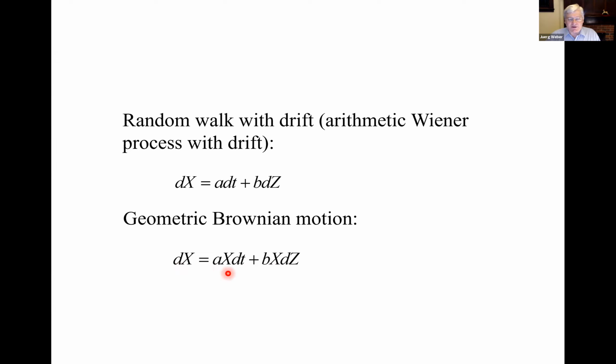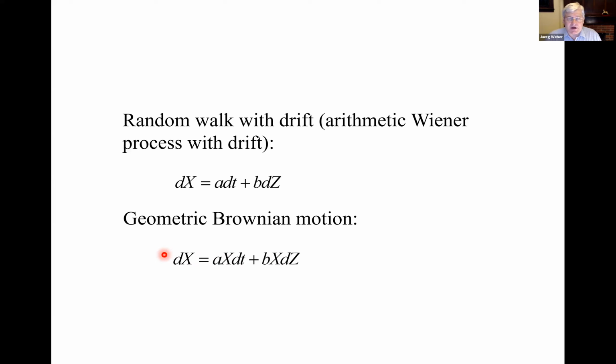So here in the geometric process, A is a percentage. So maybe 5% of the level of that variable. So we get here dollars again, 5% of the current value of the variable. And here also, the scaling factor is a percentage, maybe 30% of the value of the asset. So that then also gives you dollars. So in the end here, again, we have the dollar change in the value of the asset.